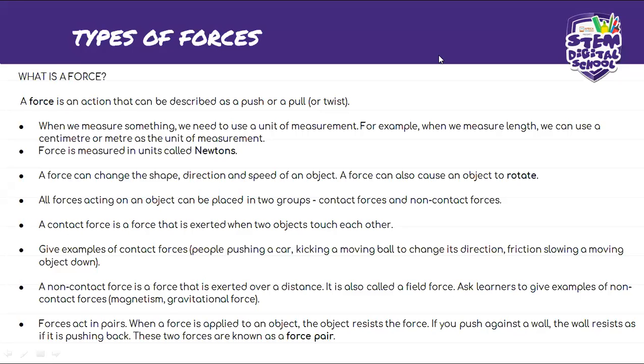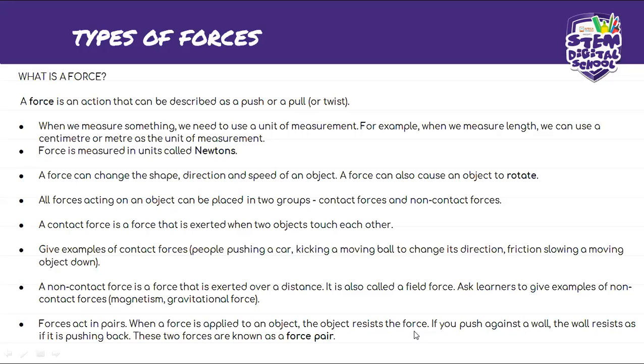Now let's continue. Forces act in pairs. What do we mean by that? When a force is applied to an object, the object resists the force. If you push against a wall, the wall resists as if it is pushing back. These two forces are known as a force pair. Force pairs act in opposite directions.